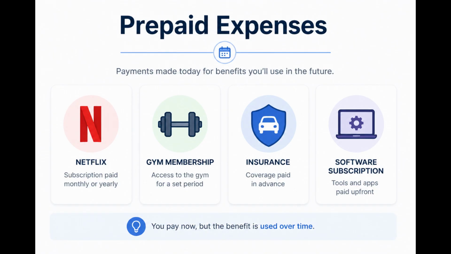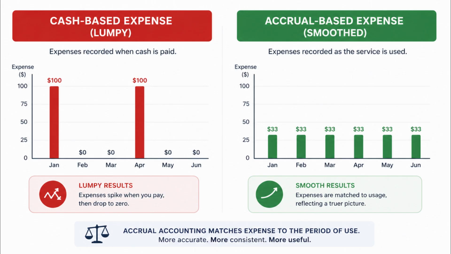The key point here is you're creating an asset with the outflow of cash. So if you expense everything immediately, your expenses spike when you pay and then drop to zero. And that distorts your financial performance and ultimately your net worth statement. With prepaids, you match expense to usage. Now your statements reflect reality, not the timing of cash, which is the role of the cash budget.